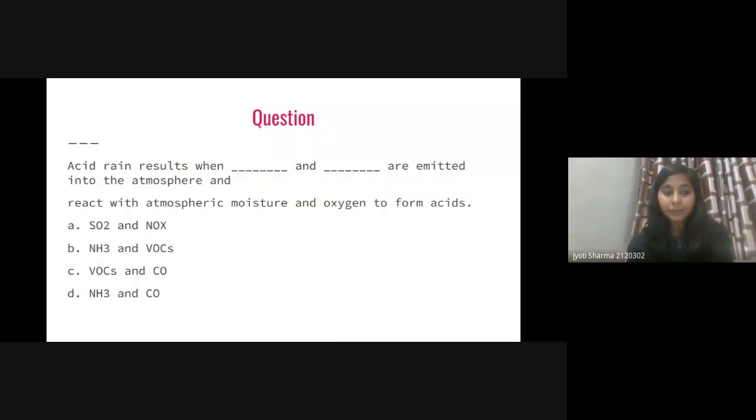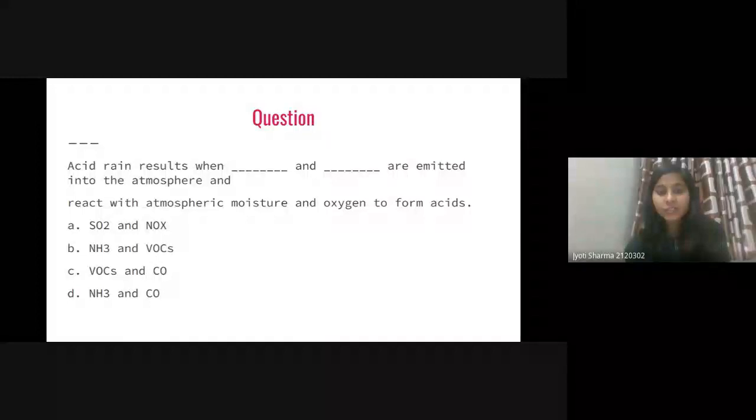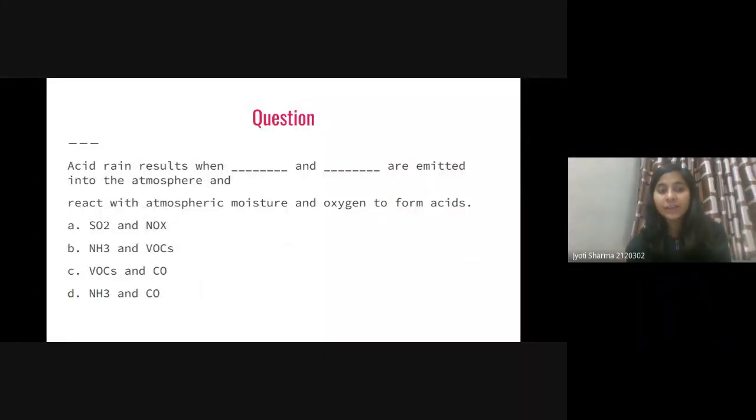So answer C should be the right answer. Then, acid rain results when two chemical species are emitted into the atmosphere and react with the atmospheric moisture and oxygen to form acids. So this question is related to acid rain. When two chemicals react with the moisture and oxygen, that will lead to the formation of acid rain. So you have to tell me which two chemical species.